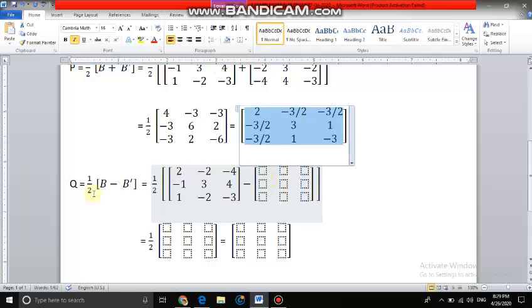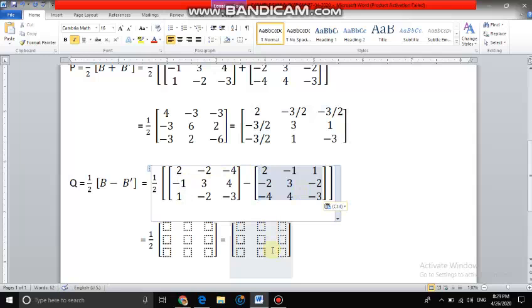Now when it comes to the Q matrix, the definition of Q is half of B minus B transpose. So I have taken half here. The B matrix is given, and the B transpose matrix we got in this way. Now what you have to do is subtract this matrix from this matrix. So be careful, subtraction, negative sign. 2 minus 2 is 0.